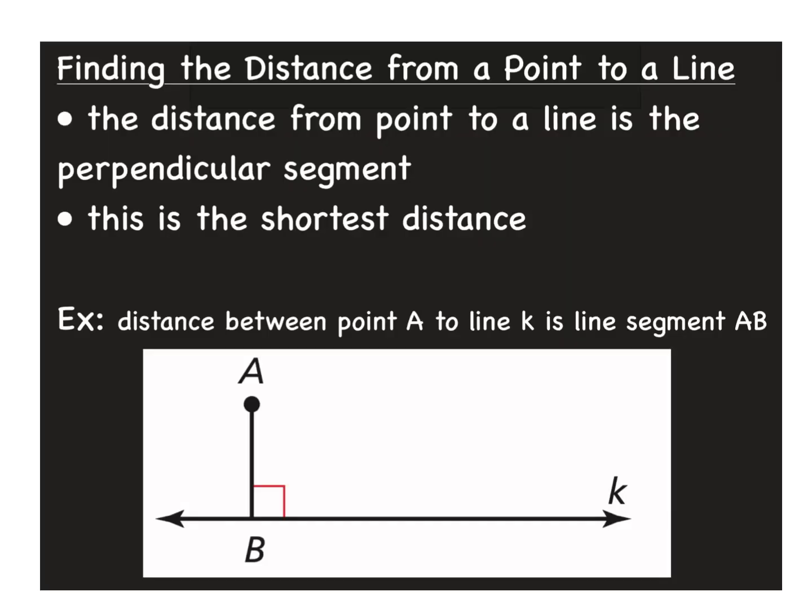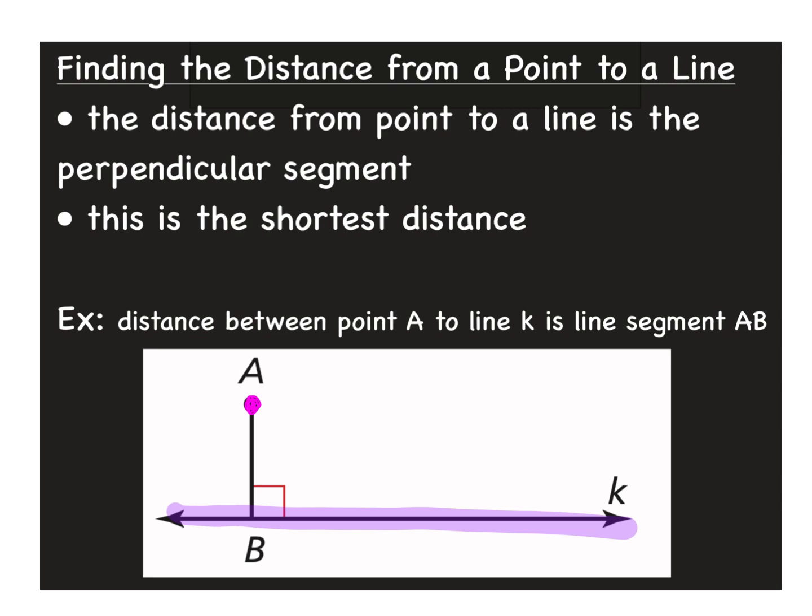So we're finding the distance from a point to a line. So I have this point up here, I have A. Then I have this line down here, line K. And I want to find the distance, how far apart point A is from line K. But I want the shortest distance. All right, what's the shortest distance from it? I don't care how long it can go, how short.